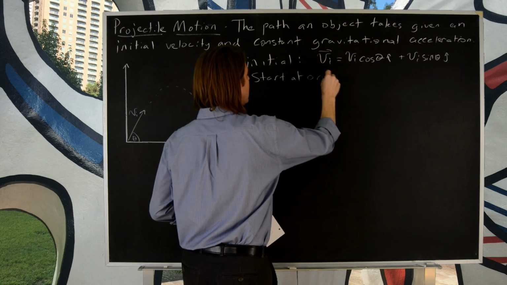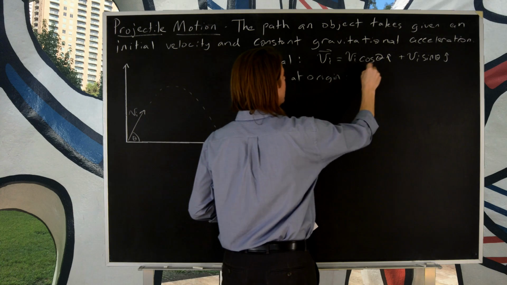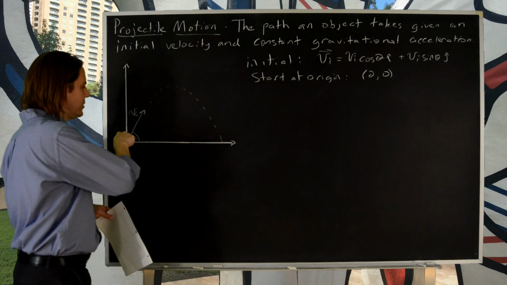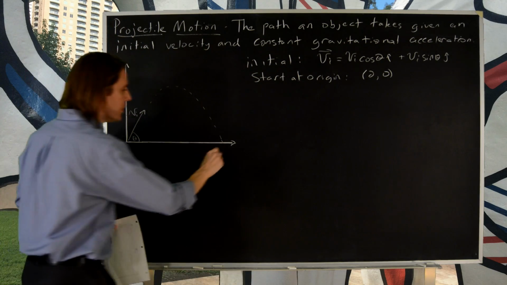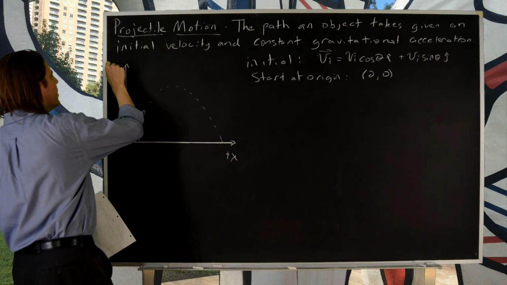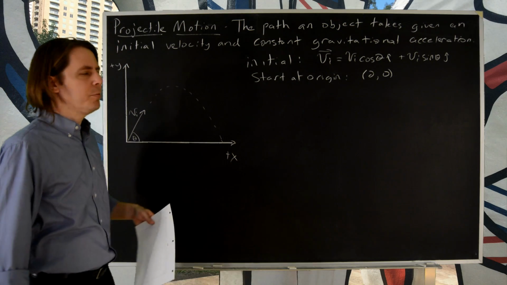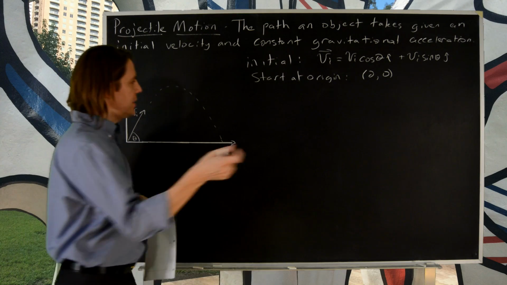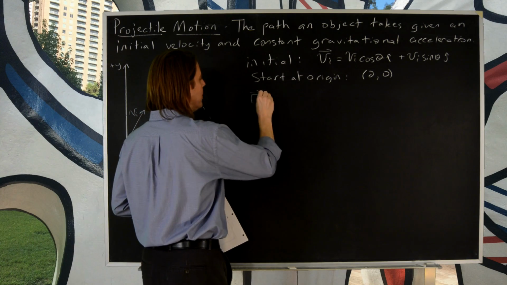Often you start at the origin, so it's 0, 0, x equals 0, y equals 0. The x initial is 0, the y initial is 0. Now you may do an uneven trajectory later, where that's not the case, but in this simple one we'll start that way. So we can write the position vector, always important.